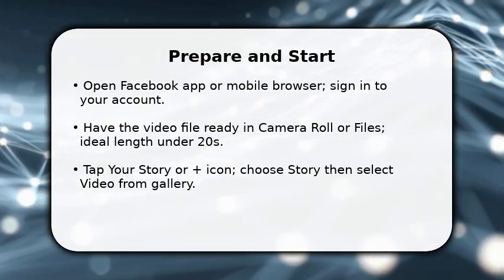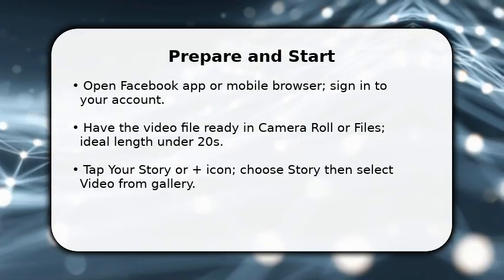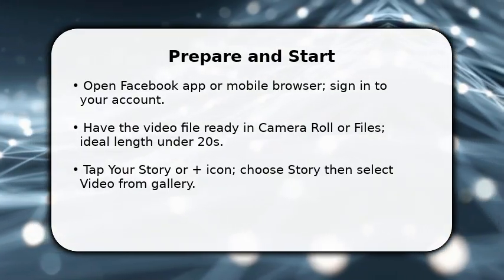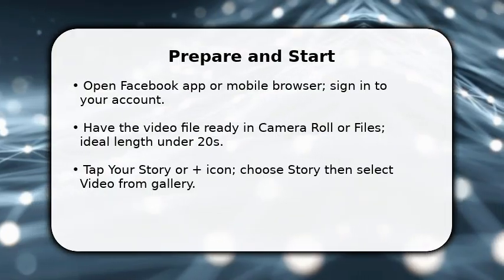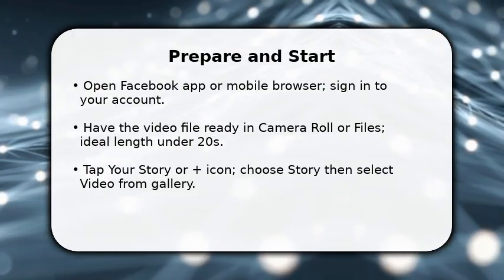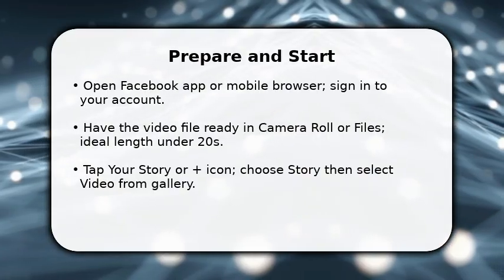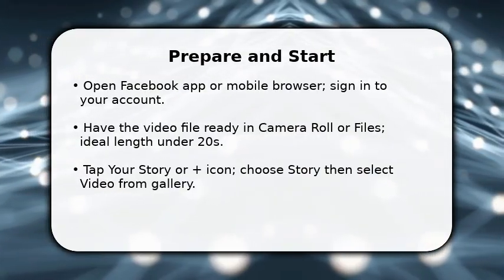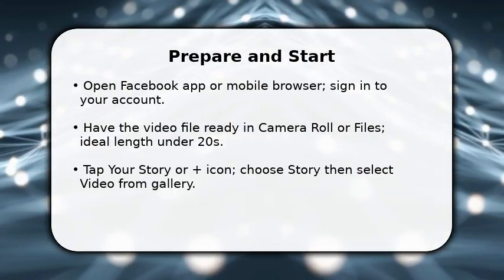You should already have the video saved in your gallery, and it helps if the clip is trimmed to the length you want. Tap Story, then select the video from your camera roll. As you select it, Facebook will show a preview. Review that preview before moving on so you don't waste time redoing edits.